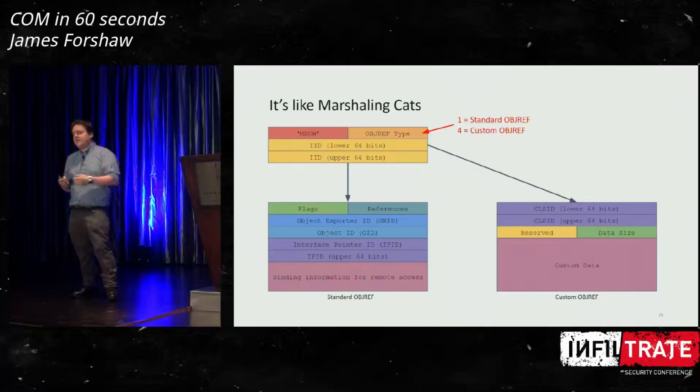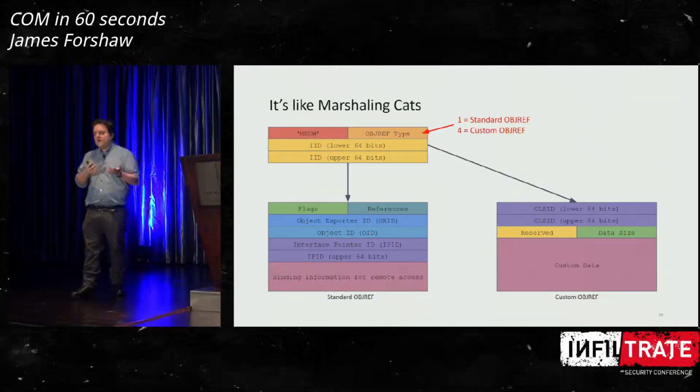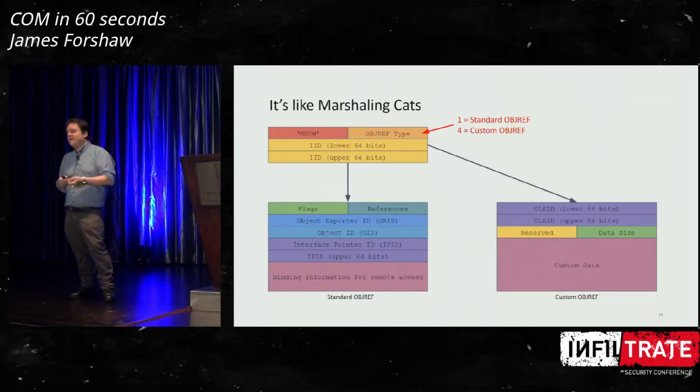Effectively, with custom objref, you tell it a class to instantiate, it loads the library for that class, instantiates an instance, and then passes the custom data to it and initializes its own context. But I'm going to focus mainly on the standard objref because they're, in some ways, more interesting, because they allow you to invoke methods on a remote server.